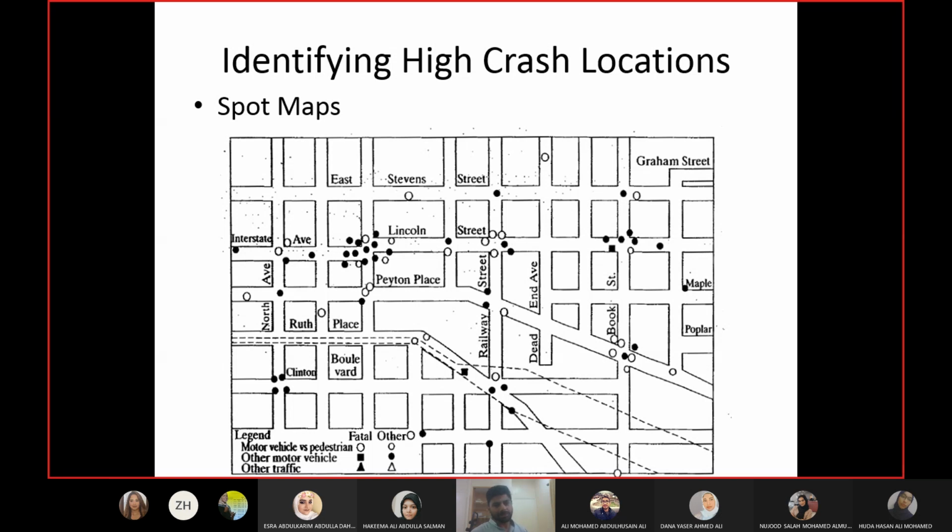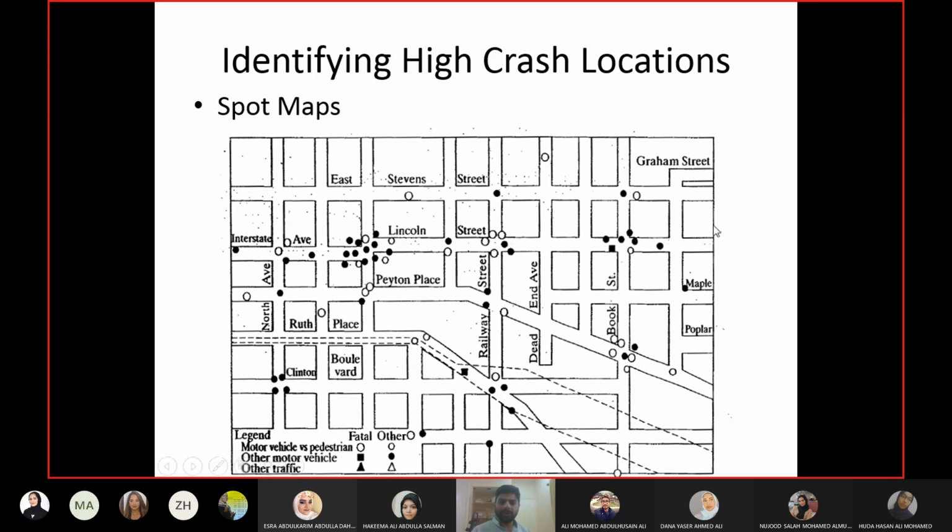And obviously, then you have to do a comparative analysis. So using the spot map or using the mathematical approach, you will try to find out a site which has a comparatively high number of crashes compared to other sites. Okay. Now, what is the spot map?